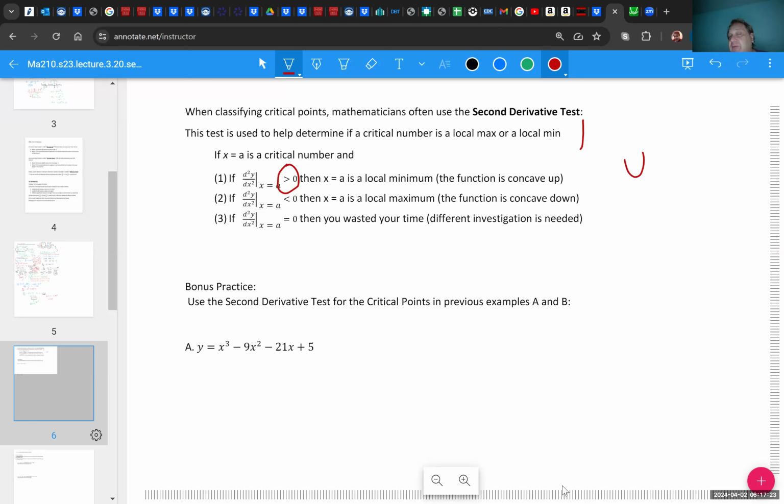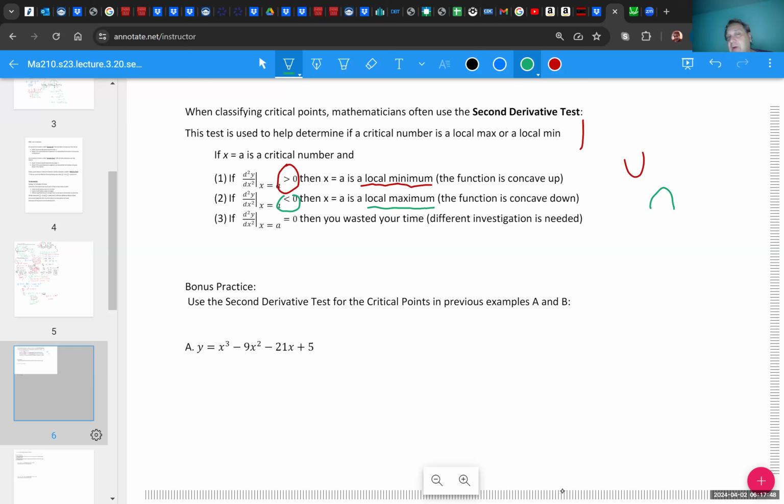Well, what kind of critical point is that? That's a minimum. So if it goes upwards, if the second derivative is positive, we know that at that location, we get a local minimum. And contrariwise, if the second derivative at a particular point is negative, so that would be concave down, then we know that it has a local maximum.